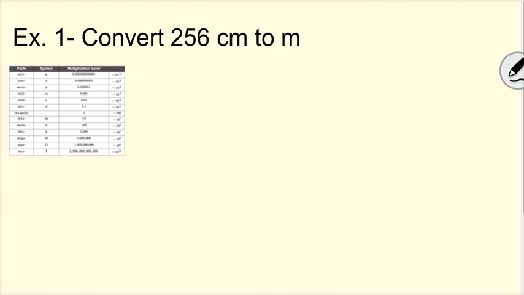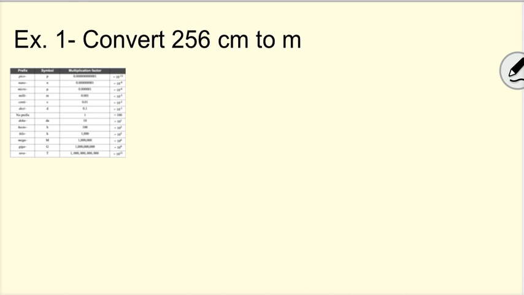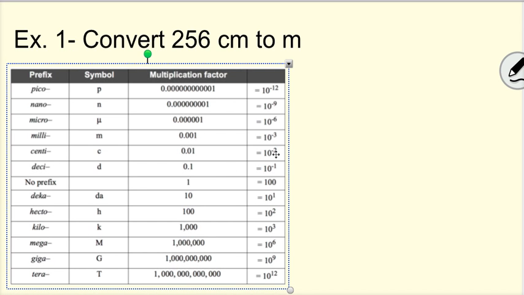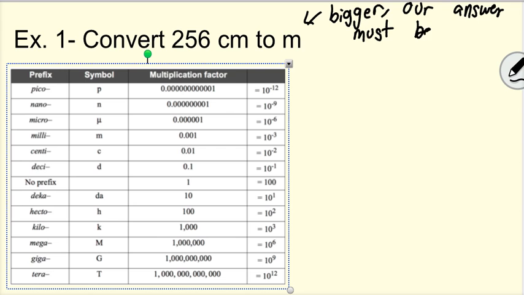Okay. Let's do a basic one where we convert centimeters to meters. Centimeters is right here. It's 10 to the negative 2. So first, let's go ahead and think about which number is going to be bigger. Which one's bigger? Meters are bigger. Okay? That means that our number must be smaller in order to maintain that equivalent. We want to convert it. We don't want to change the number. So our answer must be smaller.